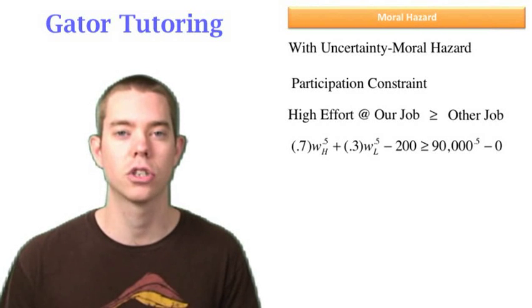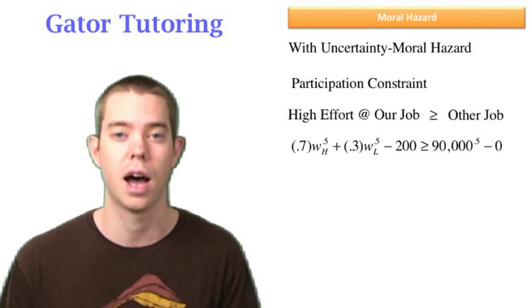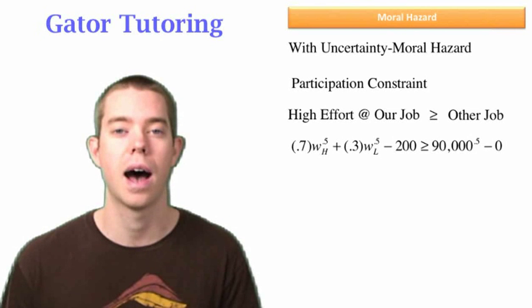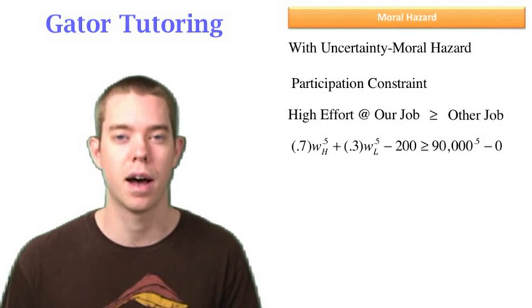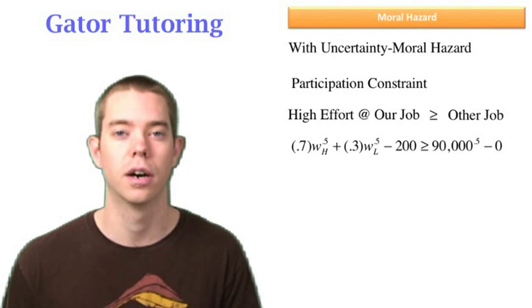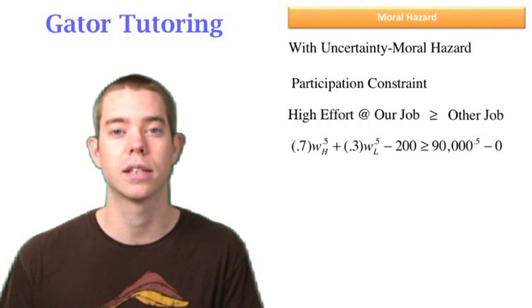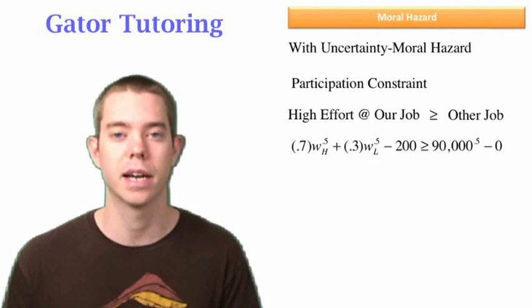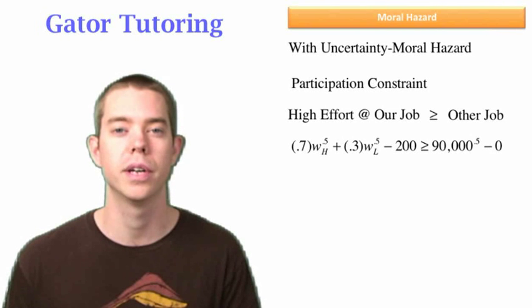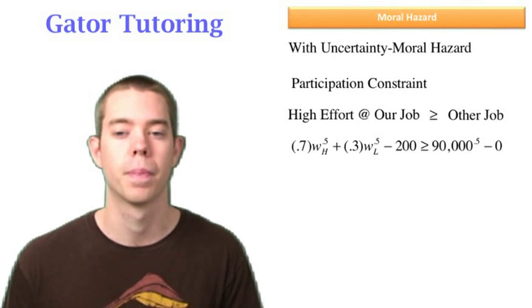Well, with high effort at our job, 70% of the time that high effort will result in high profits, and he'll get paid the high wage. 30% of the time that high effort won't result in high profits, and he'll get paid the low wage. And we know that cost him $200 for his disutility of effort. So on the left side, we have him working hard at our job. On the right side, we have his other job, his next best alternative, which we know he got $90,000 for sure. And again, the cost of effort there was 0.